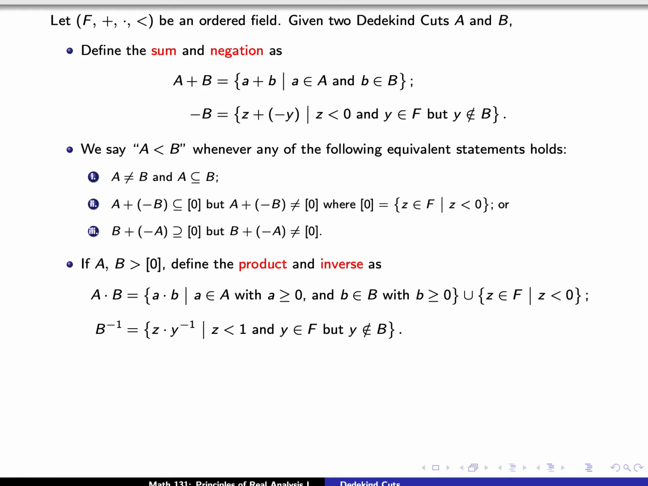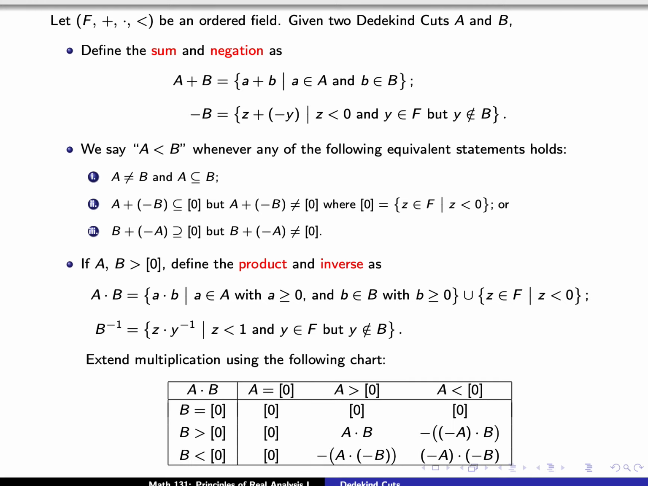Once we define the product A times B and even the inverse B to the minus 1 for those positive Dedekind cuts, we can then extend to all possible Dedekind cuts just by thinking a little bit about the various signs. For example, if A is negative, then the negation of A should be positive. And then we can just use the various properties.